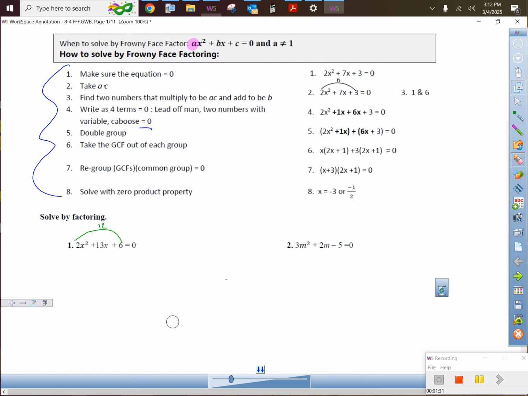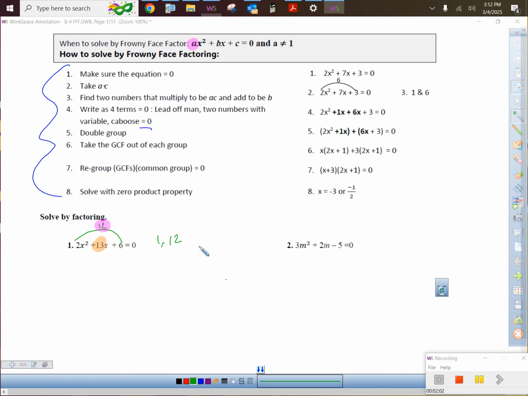So here's what we've done. We've got it equal to 0, and we've multiplied those together. Now here's our job. We need to find 2 numbers that multiply together to be 12, but at the same time add together to be 13. So those 2 numbers, they're both going to be positive, are 1 and 12. I would like us to write those 2 numbers off to the side. So the only difference here is we had to multiply these together first to get that 12, right? So that's weird.